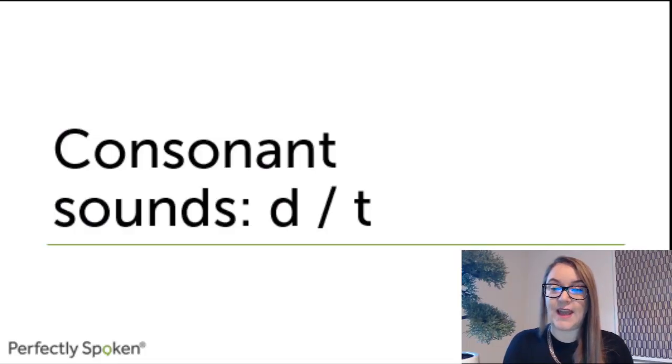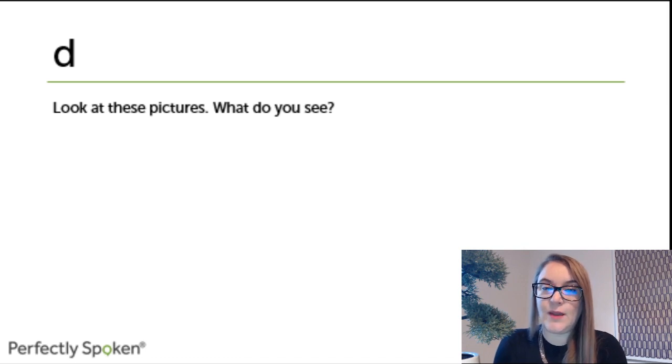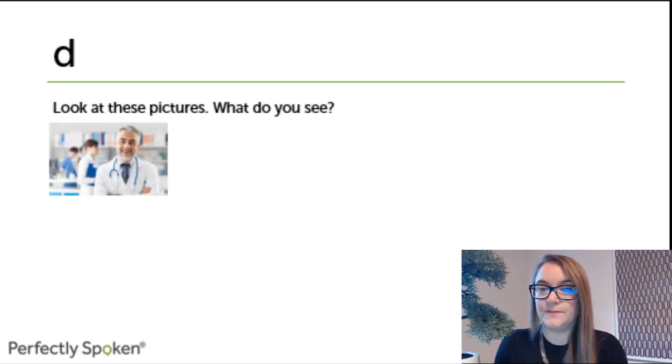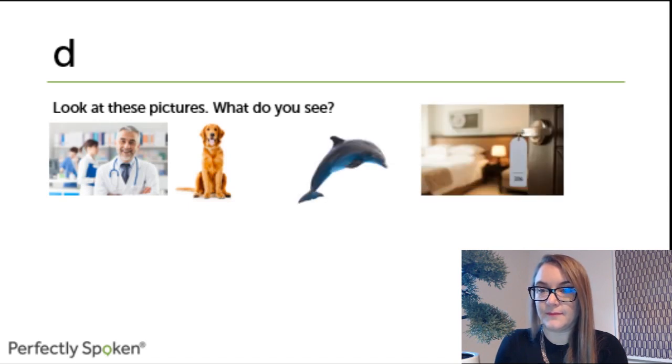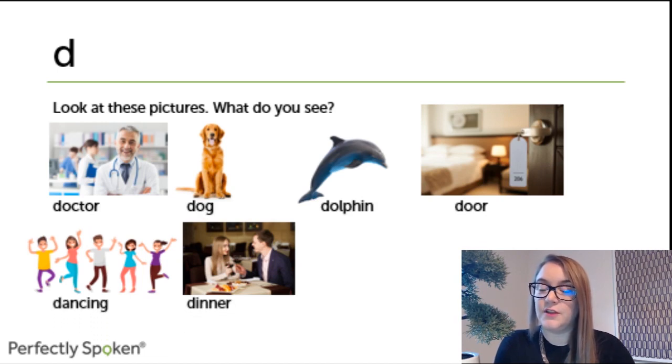Good. Okay, moving on to common consonant sounds. And today we're looking at D and T. So let's have a look at these pictures. What do you see? They all have the sound D. What do you see in these pictures? Well, we have doctor, dog, dolphin, door, dancing, and dinner.